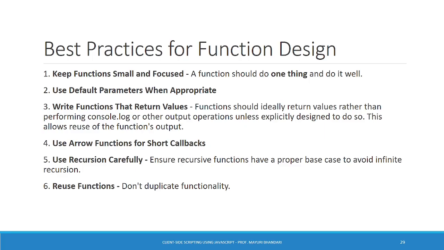These are some best practices for function design. Whenever defining a function, keep the function small and focused. Designate a function to do one thing and do it well. Use default parameters whenever appropriate. Usually, instead of printing messages from the function, the better way is to return values from the function and then use those values in further processing. Use arrow functions for short callbacks. Use recursion carefully.